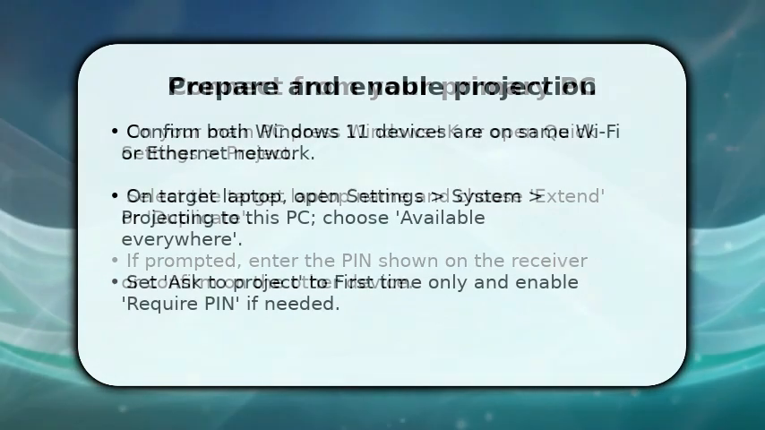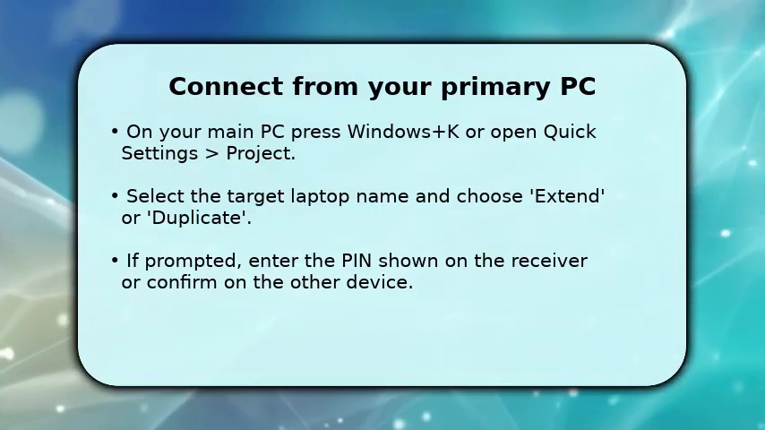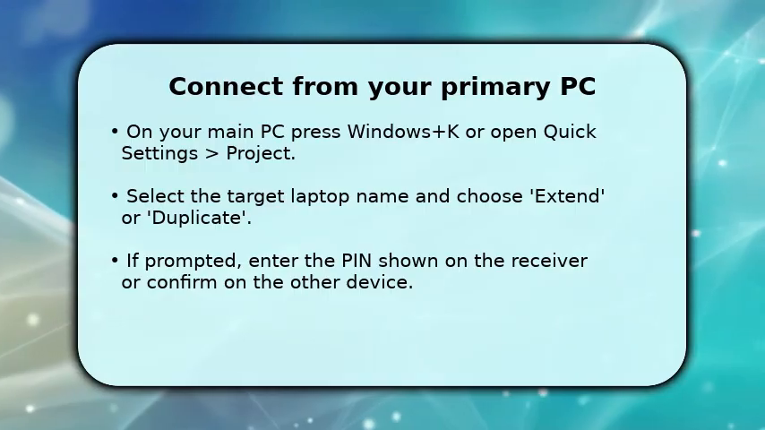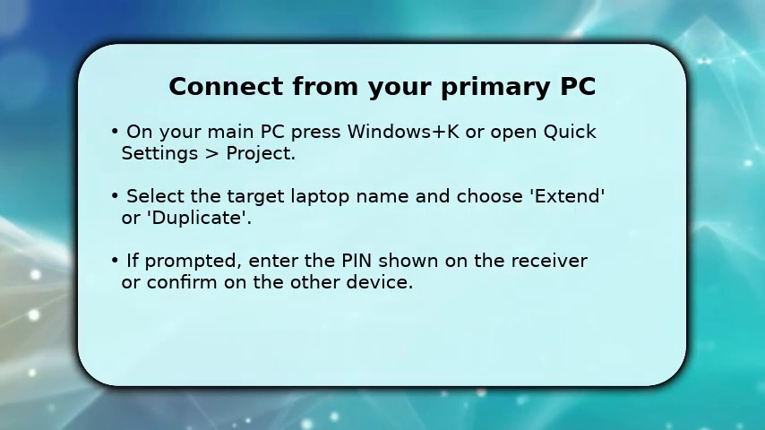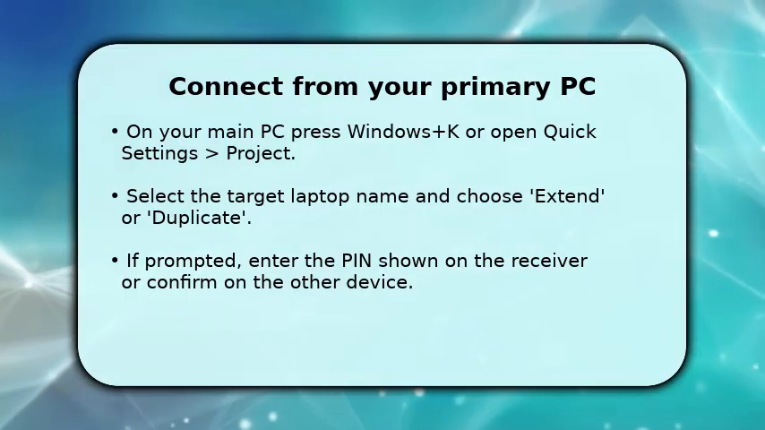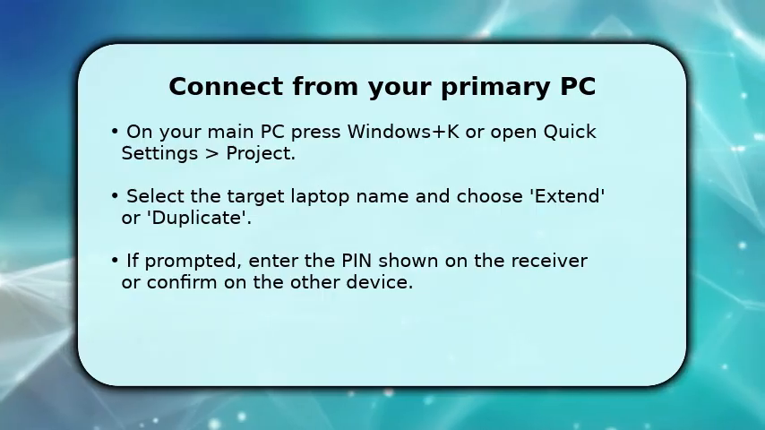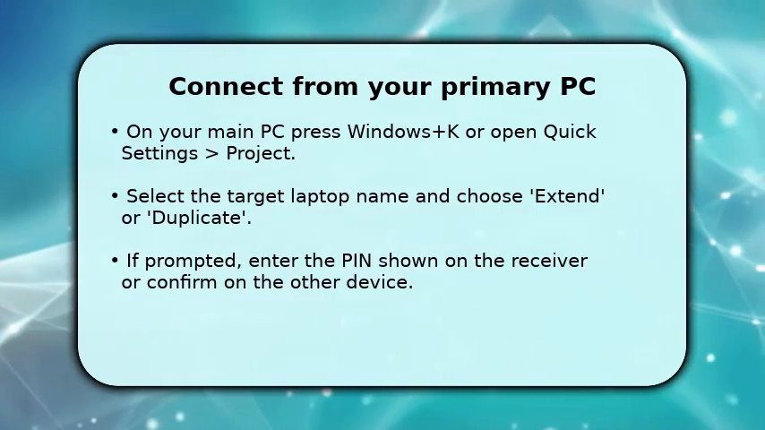Now on your primary Windows 11 laptop, initiate the connection. Press Windows+K or open Quick Settings and choose Project. The receiving laptop should appear in the list. Select it and pick Extend to use it as a second monitor or Duplicate to mirror content. You may need to accept the connection on the receiver or type a PIN if enabled.